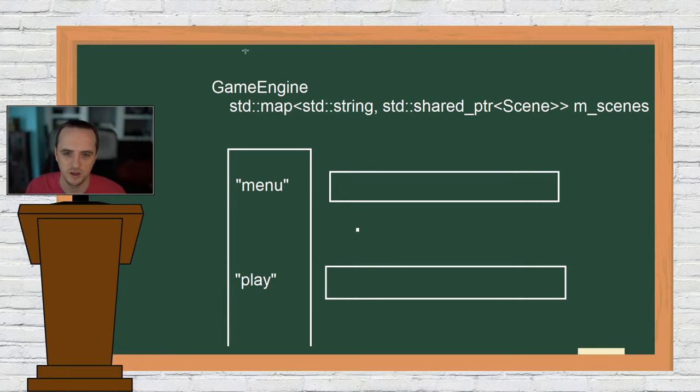So inside the game engine class, we're also going to have a std::string m_currentScene.